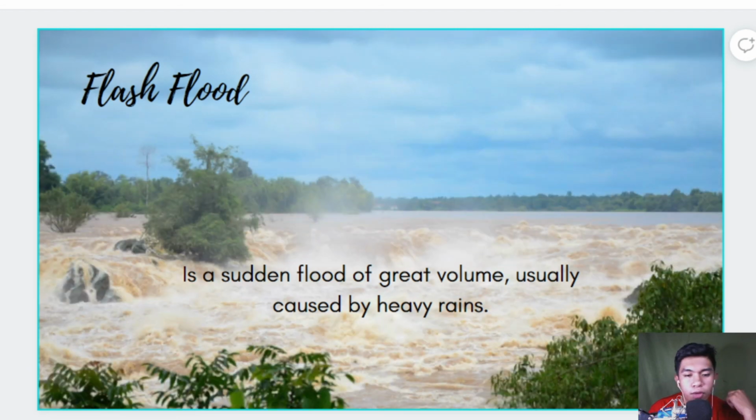So it is a sudden flood of great volume usually caused by heavy rains. Maraming cases nito sa iba't ibang lugar. No? So for example sa Manila, 'di ba, kaunting ulan, ang taas kagad ng baha. No? So lalo na kapag yun nga panahon ng habagat, 'di ba? Talagang umaabot or lumalagpas paminsan sa bubong ng bahay yung baha. So that is flash flood.